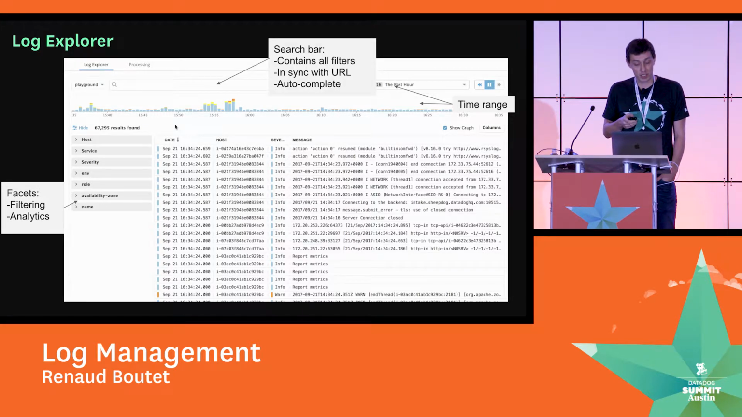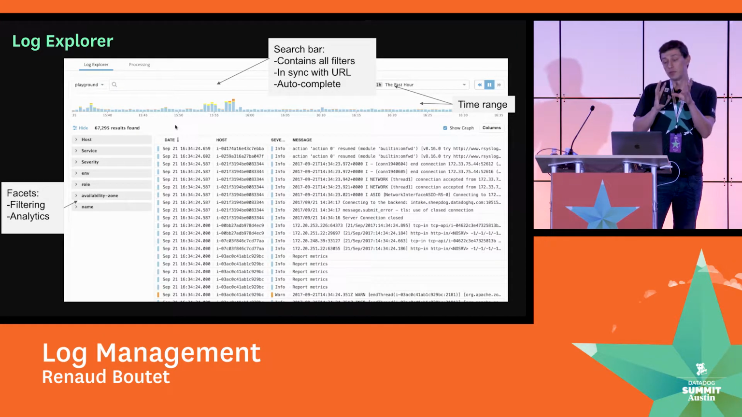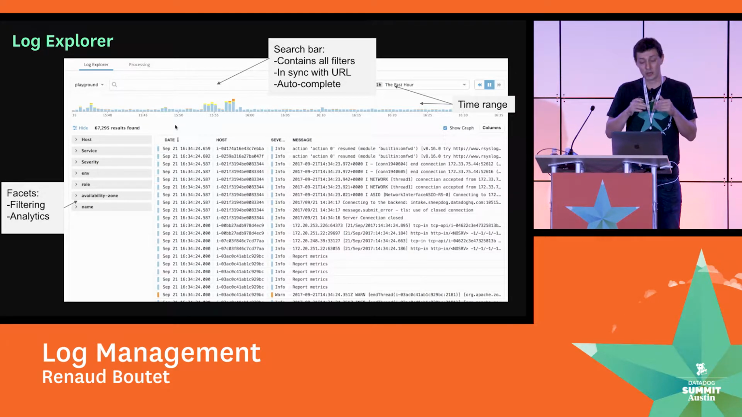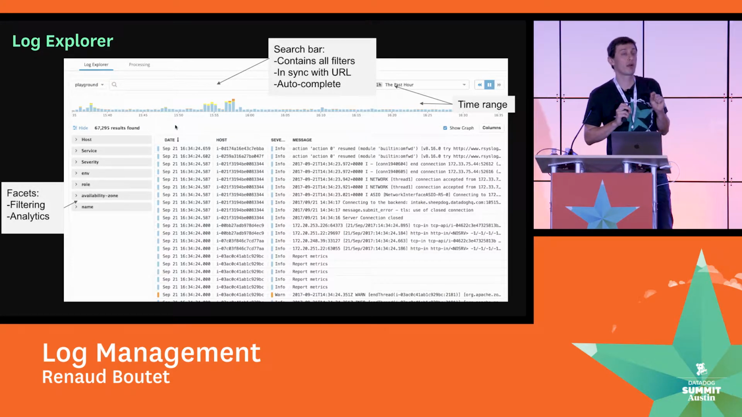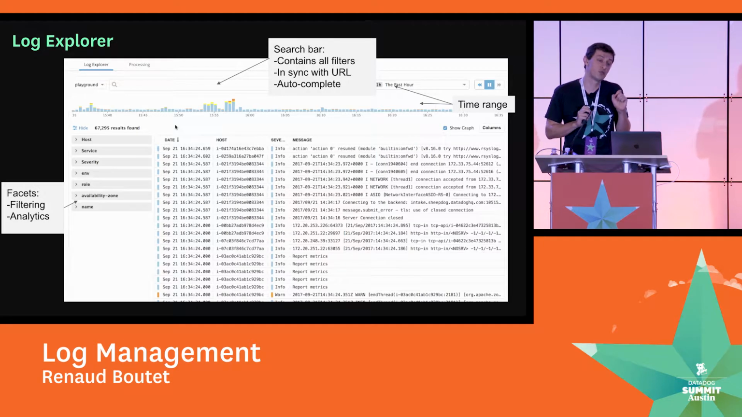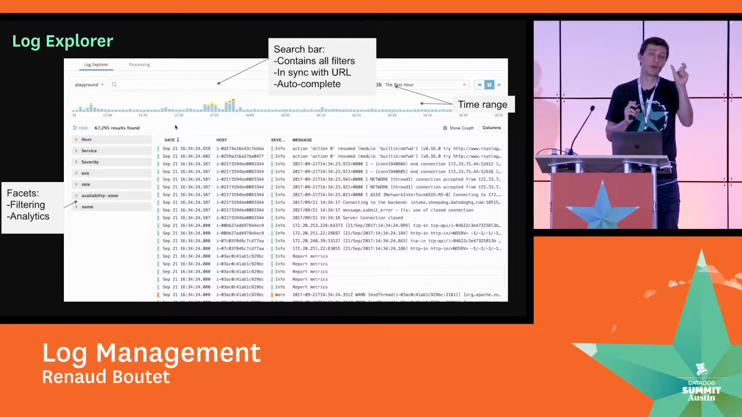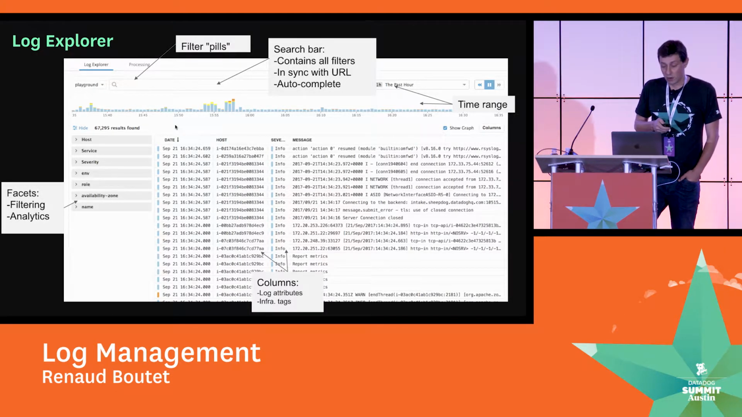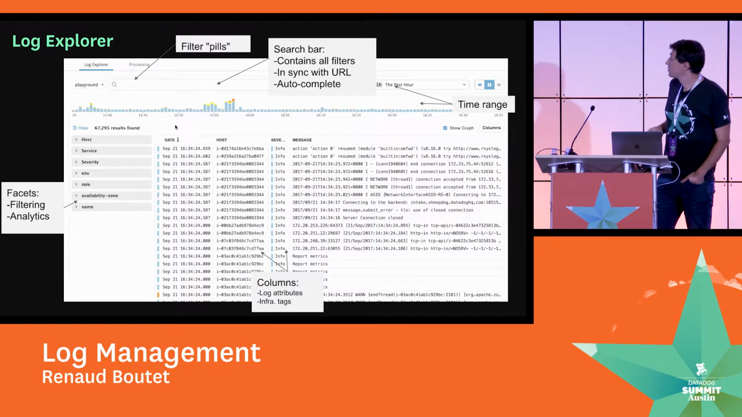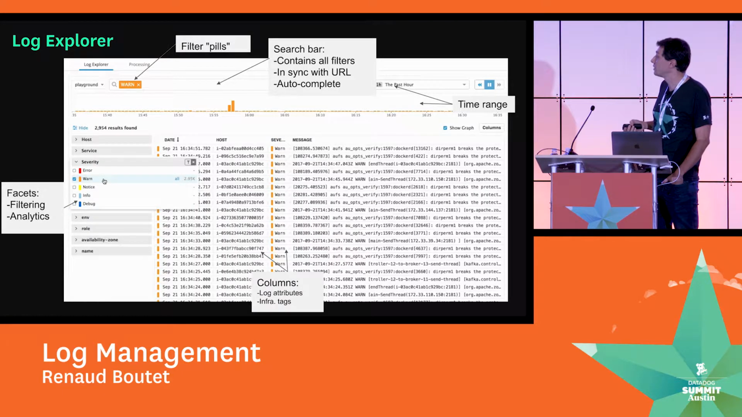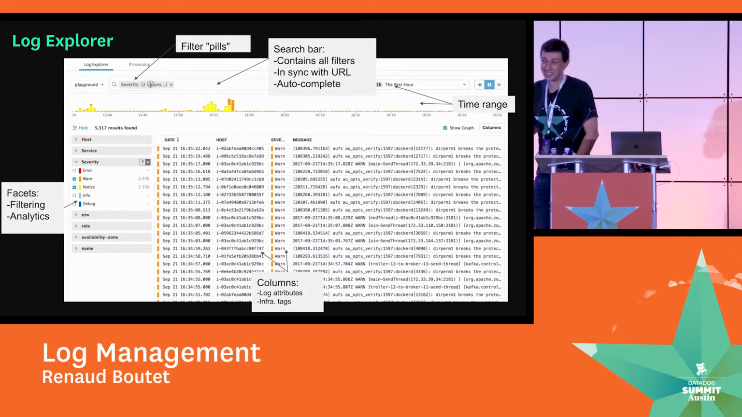Here you have the time ranges. The search bar is totally linked with the faceting, so it contains all the filters, and it's totally in sync with the URL. Why it's in sync with the URL is because when you troubleshoot, usually you want to share your investigation, and you just copy the URL and say, hey, can you investigate that? Also, here you have columns where you can add any attributes and see the response time, etc. So that's an animated GIF. It's not a mock-up this time, it's real. Okay, it's working.